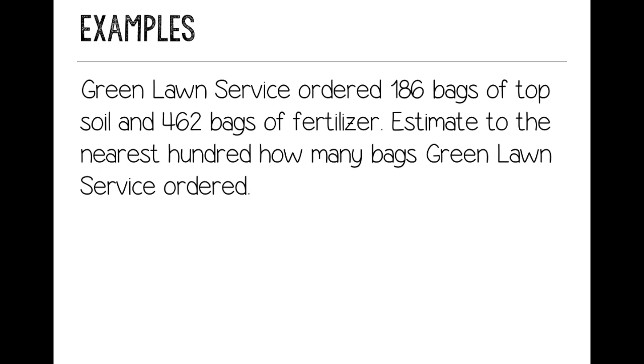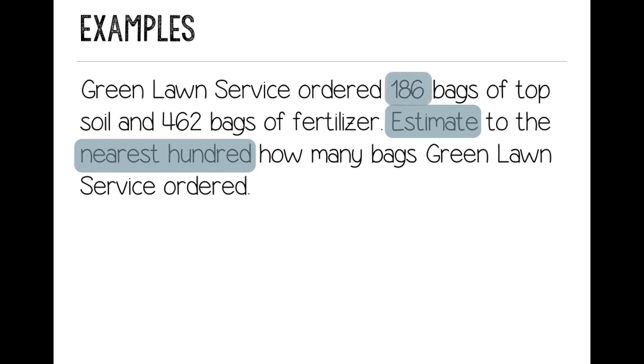So we want to look for important words and important numbers. And the first important word I see is estimate. And estimate lets me know that I'm going to round. And the next important words I see are nearest 100. So that's telling me what place I want to round to. Now I'm going to look and see if I notice any important numbers. And I see 186 and 462. So these are the numbers I'm going to use in my problem.